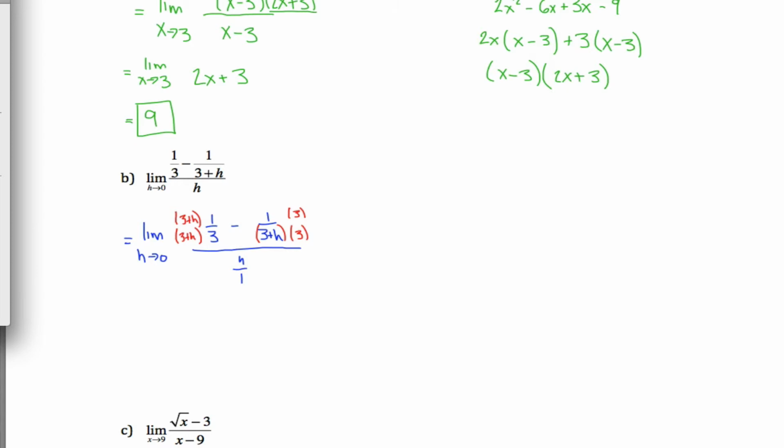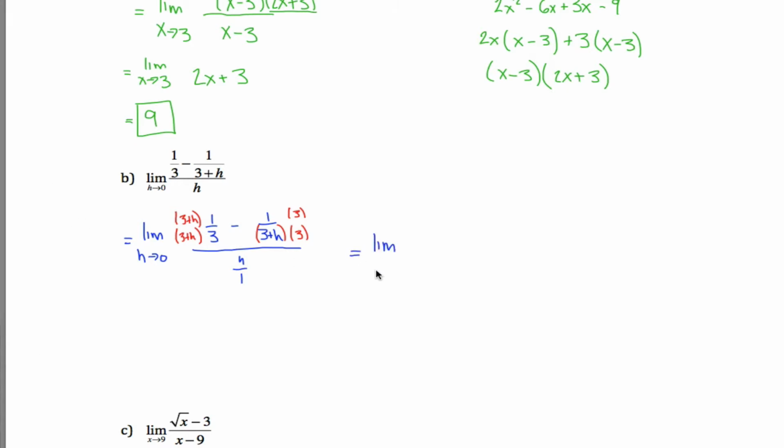What that gives me is the limit as h approaches 0 of, see, I'd have 3 plus h in the numerator over here, minus 3 in the numerator over here, and because I have a common denominator of 3 plus h times 3, I can put these all together and only write the denominator one time. That's the top part. That whole thing gets divided by h over 1.